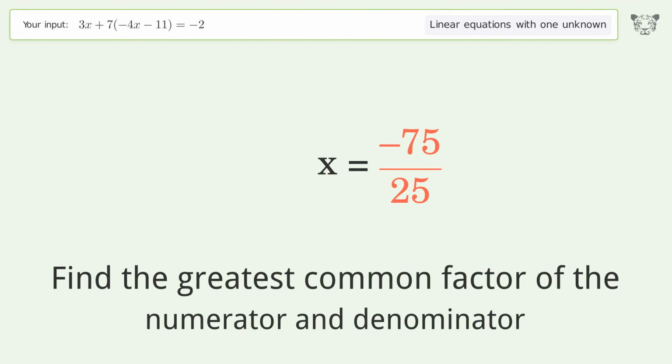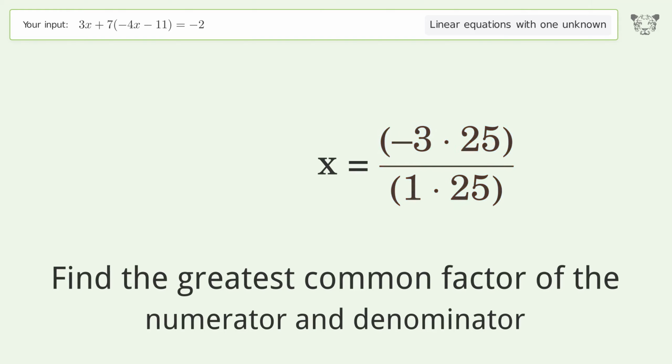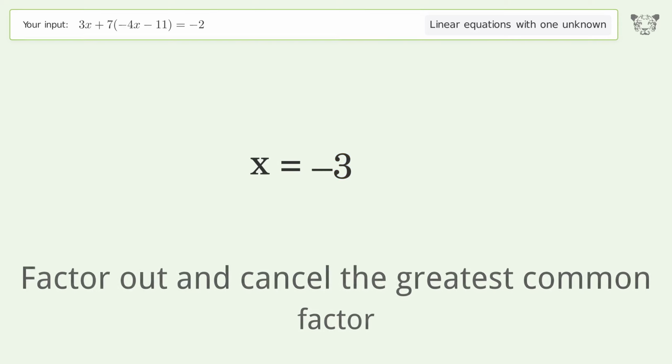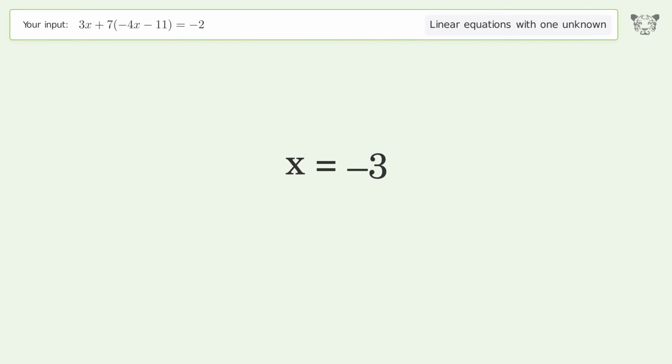Find the greatest common factor of the numerator and denominator. Factor out and cancel the greatest common factor. And so the final result is x equals -3.